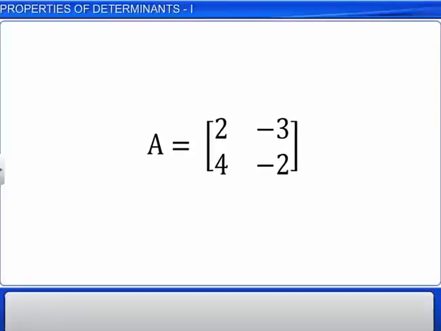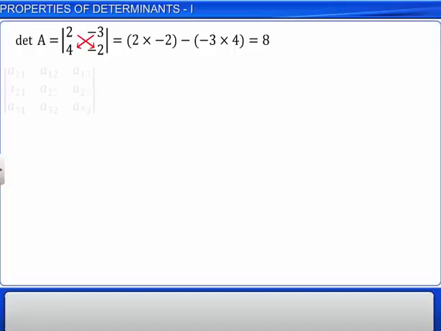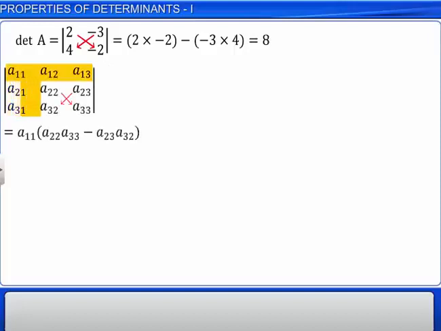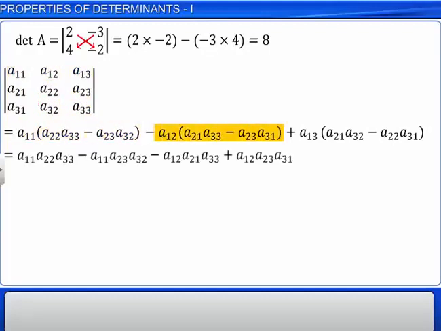Let A be any 2 by 2 square matrix. From our previous knowledge, the determinant of A can be evaluated, which is quite simple. However, evaluating the determinant of a third-order square matrix is a bit complex and a lengthy process, as there are so many terms to be multiplied and then simplified.